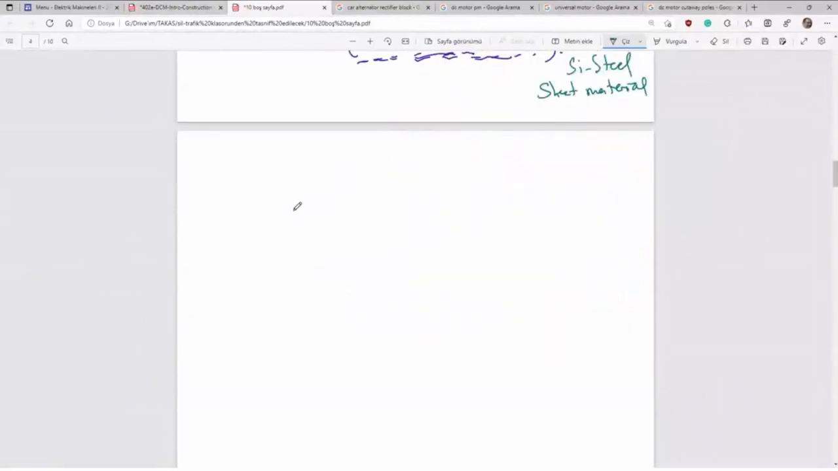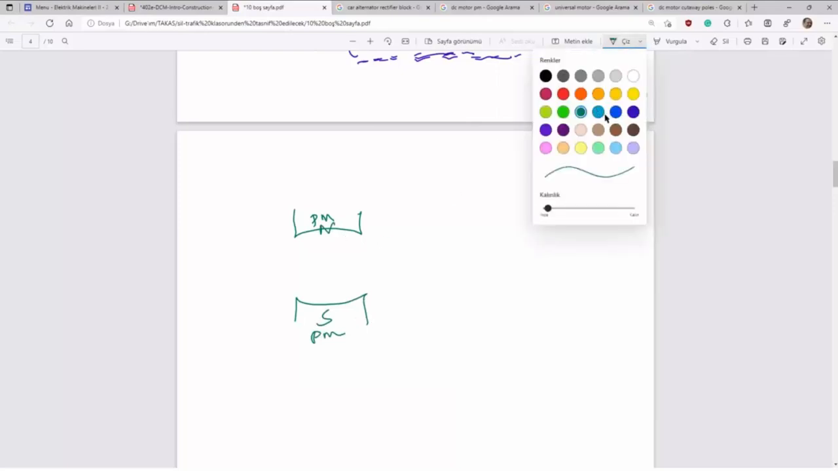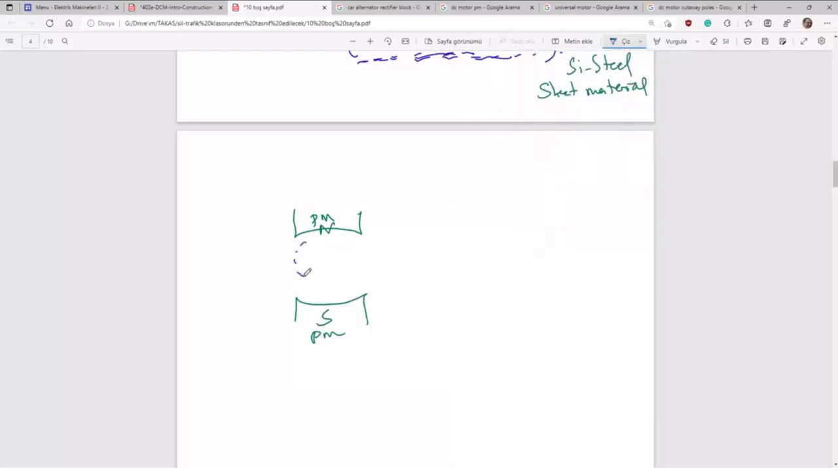Here's, let's say, a permanent magnet. Let's say N pole. Here's S pole. Let's say permanent magnet again. And inside the poles, there is a rotor having armature coils. And here is the commutator. And here are brushes.